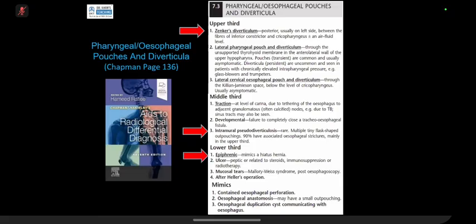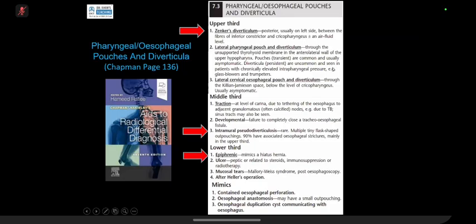Take a picture of this one. Pharyngeal or esophageal diverticula. Zenker's diverticulum is the most common. Posteriorly, usually on the left side, between the fibers of inferior constrictor and cricopharyngeus, and an air fluid level can be there. So this is quite a common thing.